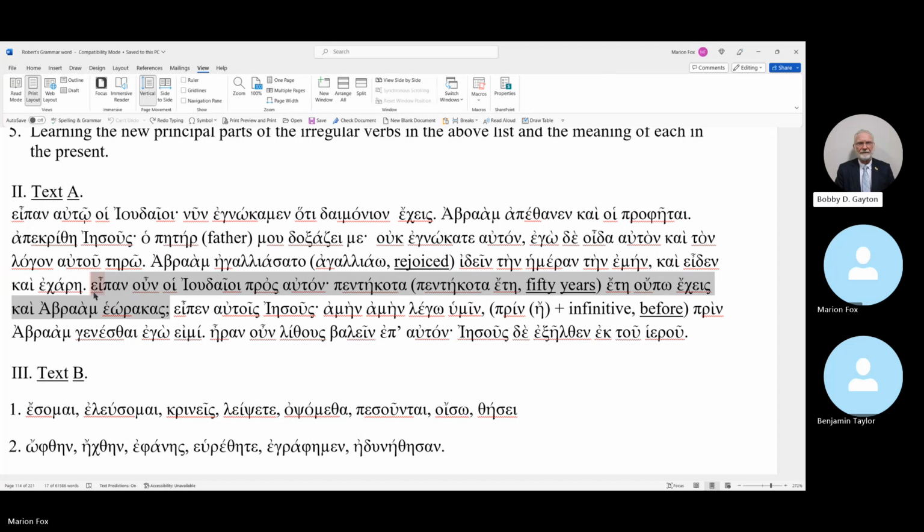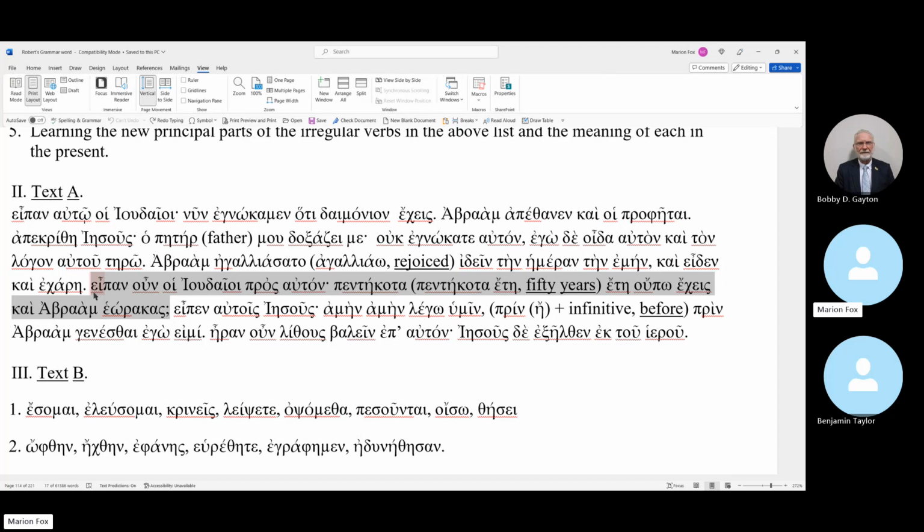Okay, let me see. Therefore the Jews said to him, you are not yet 50 years old, and you have seen Abraham? John 8:57. You've seen Abraham? I think that's right. That's a question. You have seen? And have you seen Abraham? Yeah, I have a question mark in mind.